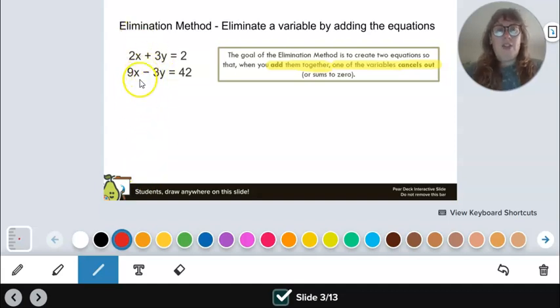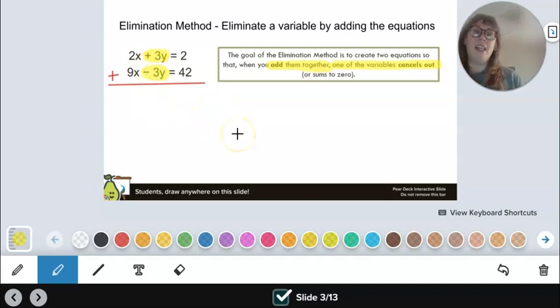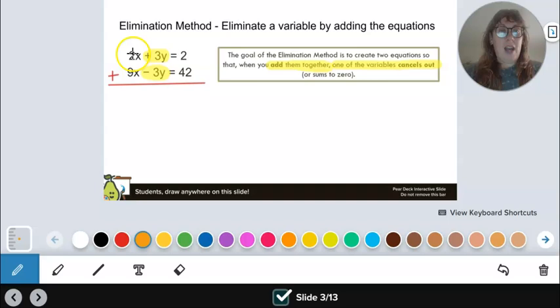So we have these two equations here, 2x plus 3y equals 2 and 9x minus 3y equals 42. So what we notice is that we have a positive 3y and a negative 3y. And that is perfect. When we have the same coefficient, but one is positive, one is negative, when we add them, they will cancel out. So we have 2x plus 9x gets us 11x. 3y plus negative 3y cancels to 0y. Gone. Equals 2 plus 42 is 44.